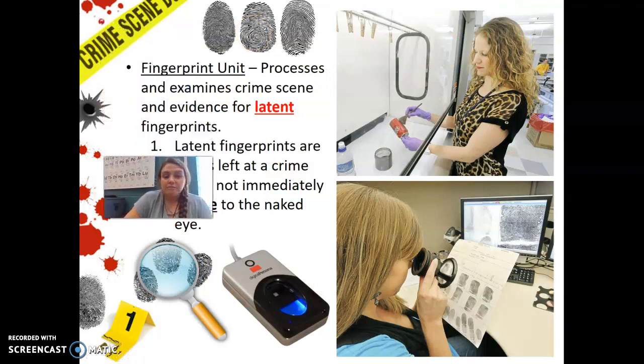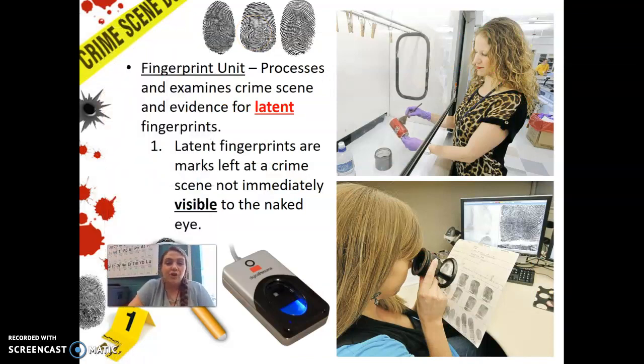The fingerprint unit, exactly like it sounds, processes and examines crime scenes and evidence for latent fingerprints. There are a lot of different ways you can take fingerprints off many different types of surfaces using different chemicals. So just processing those, and then it's harder than you think to match a fingerprint. You have to zoom in, like you see this lady zooming in and checking it over and over. Most of the time you can put it into a computer system and it will do the initial matches, narrowing it down, basically saying these ones could be matches. Then you have to go through and find the actual match, or see if there is an actual match.